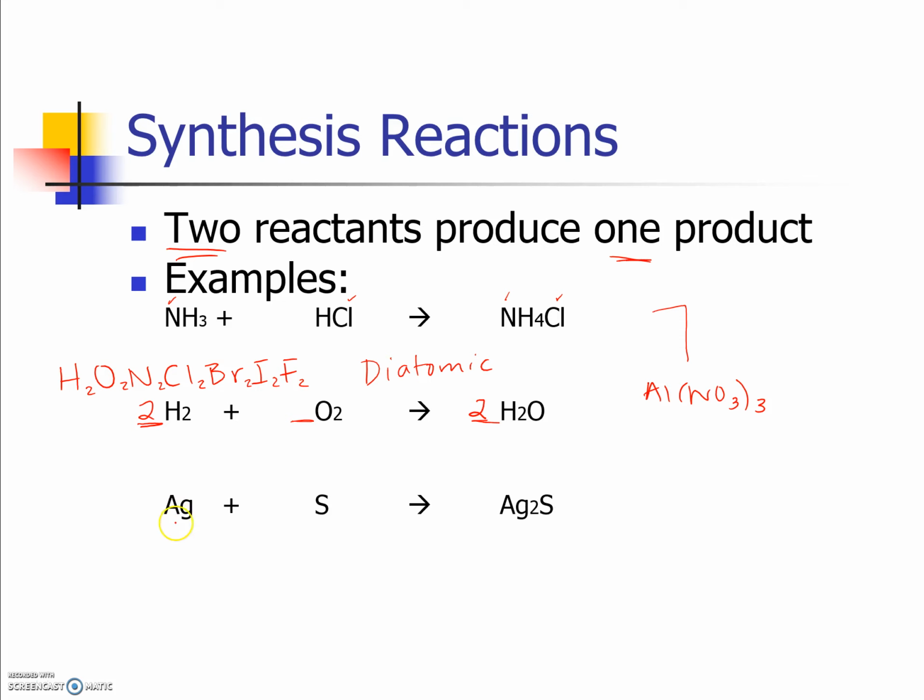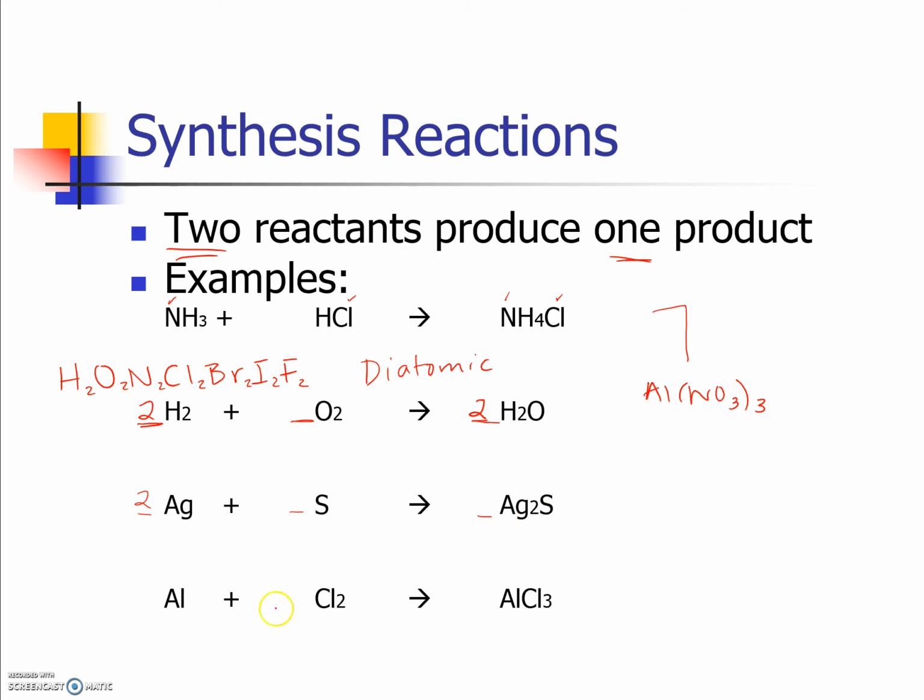Now, I have silver plus sulfur, notice not a Hunkelbrief, so not diatomic, forms silver sulfide. 1 silver, 2 silvers, 1 sulfur, 1 sulfur. So again, I can put my blanks just to make sure that I'm clear. Well, I just really need to put a 2 here. Now I have 2 silvers and 2 silvers, 1 sulfur and 1 sulfur.